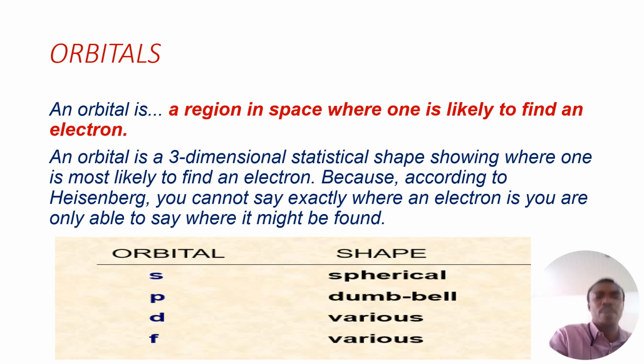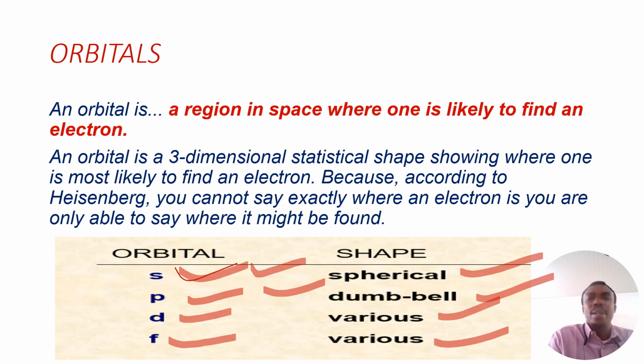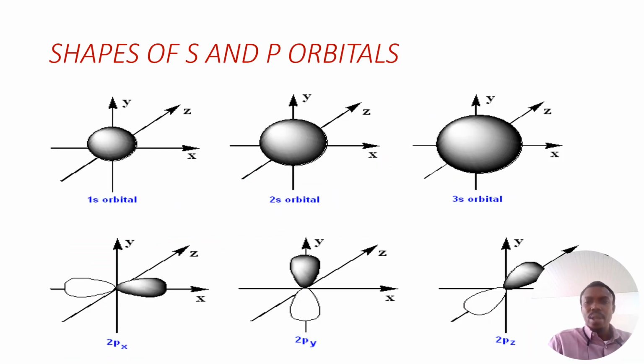If you look at the different orbitals, we have the S orbital, which is spherical in shape. We have the P, which is dumbbell. We have the D and the F, which are more complex. But we'll be looking at the shape of the S and the P orbital, where the S is spherical in shape and the P is dumbbell. So we're going to concentrate more on the S and the P orbital. We define orbital as a three-dimensional statistical shape or map where one is most likely to find an electron. So these are the shapes of the S and P orbitals.